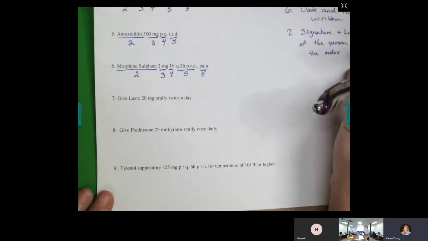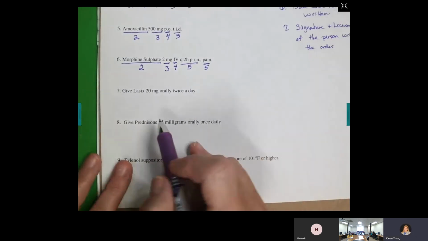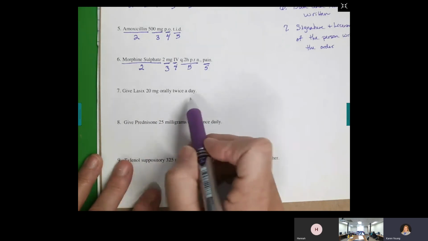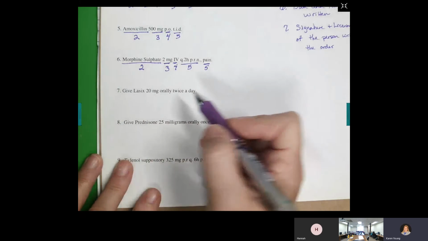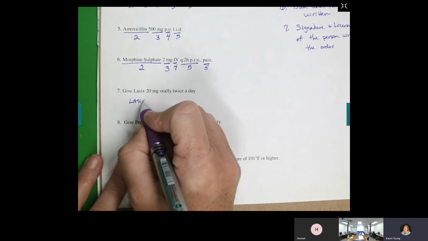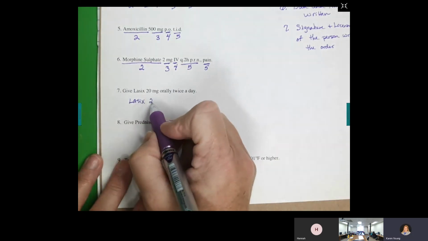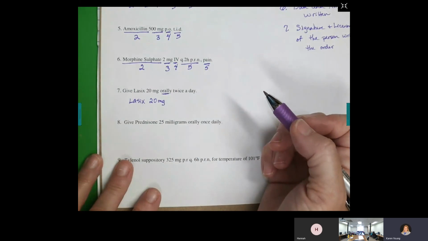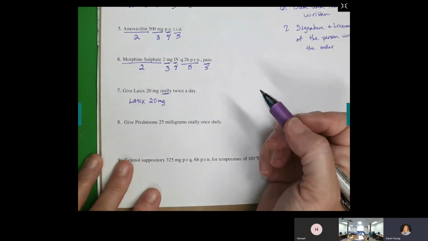Now on 7, it's written differently, and sometimes as a nurse, the doctor may give you verbal medication orders. So if he gives it to me orally, I have to be able to write it. This one is: give Lasix 20 milligrams orally twice a day. If I'm going to write it as a medication order, I'm going to write Lasix 20 milligrams. Instead of orally, what can I use? What also means orally, but it's an abbreviation? PO. PO.